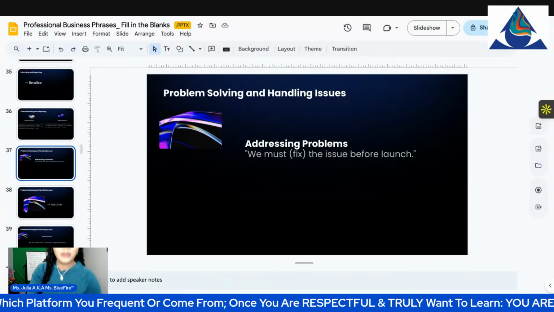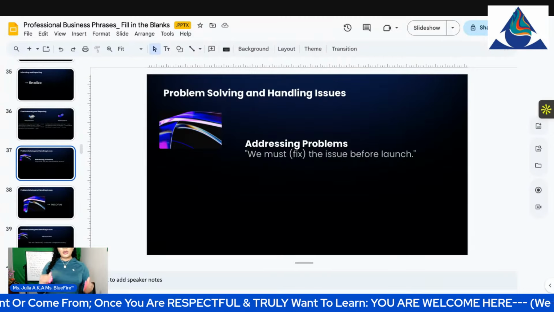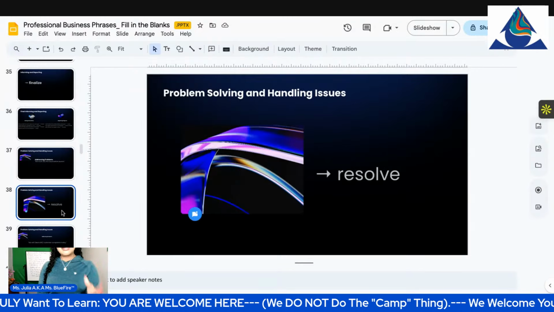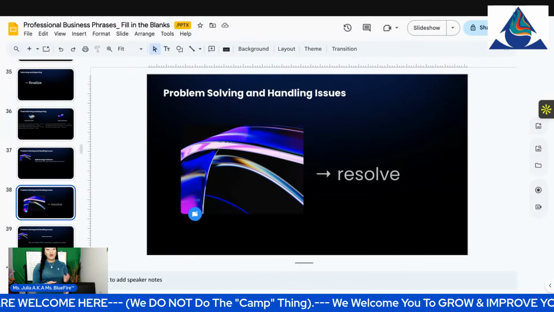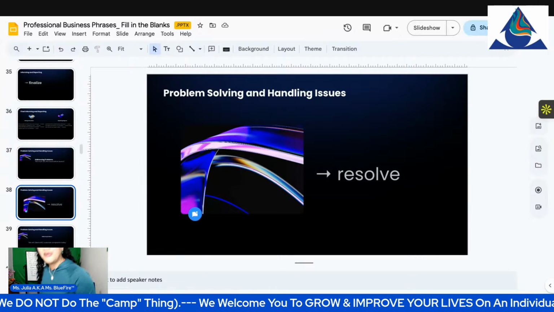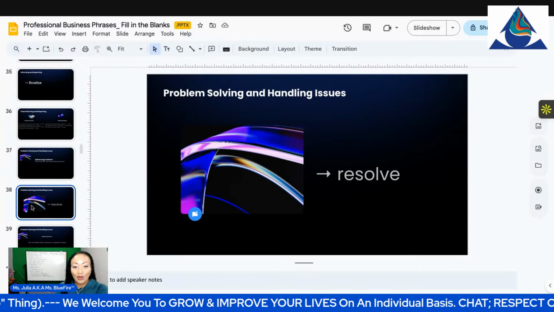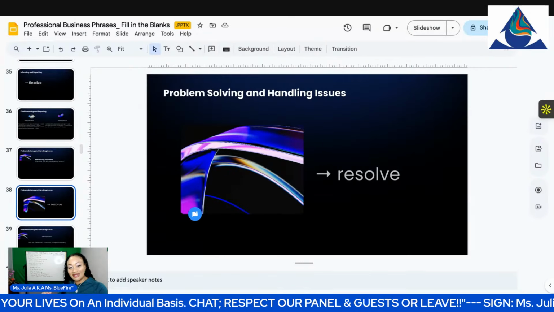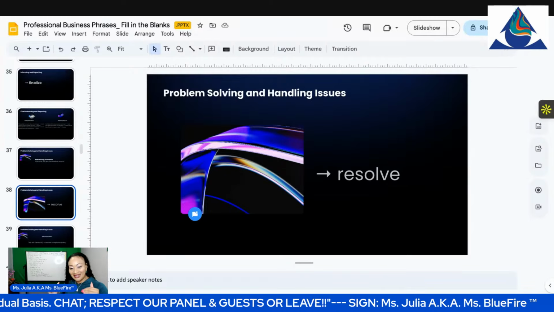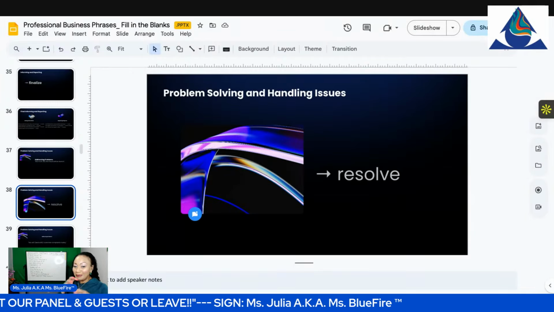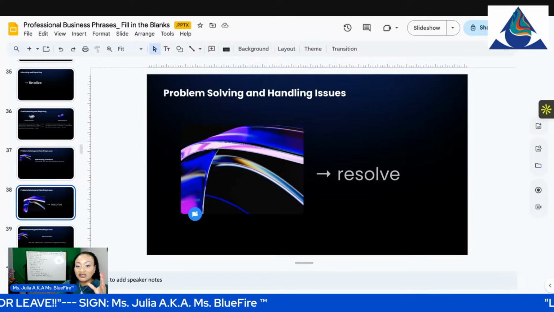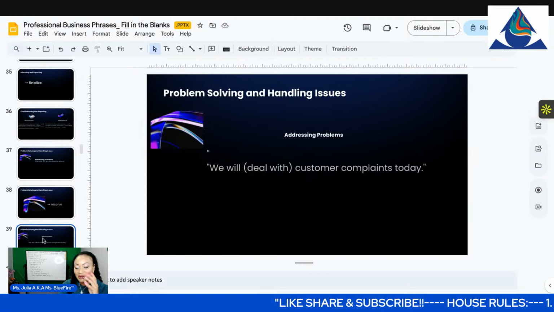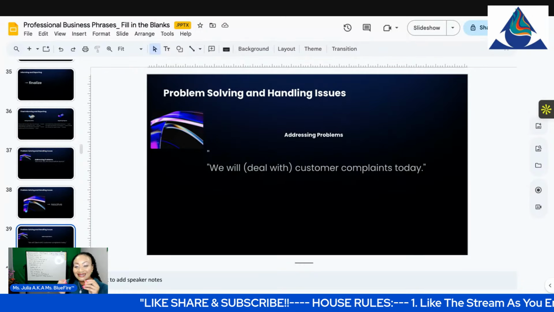Okay? All right. So here it is. Problem solving and handling issues. We must fix this issue before lunch. Another word instead of fix: resolve. Perfect word. We need to resolve this issue before lunch. Resolve is better than fix. Why? Resolve gives you the feeling of everybody being at peace with it. It's a resolution. It's resolved, right? Instead of fix, which could be manipulation. See the difference? It's just business language, with a different flavor to it, to make you more comfortable.